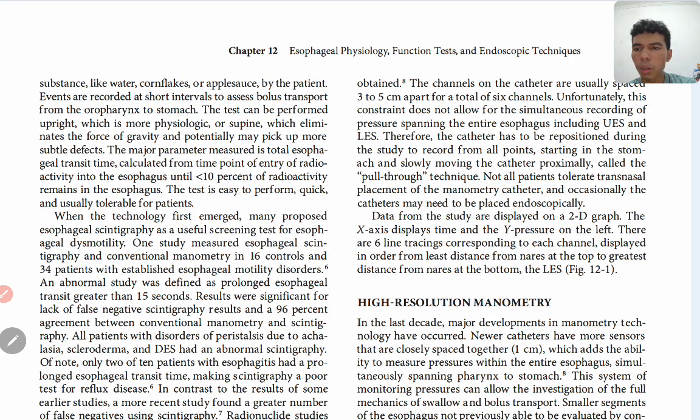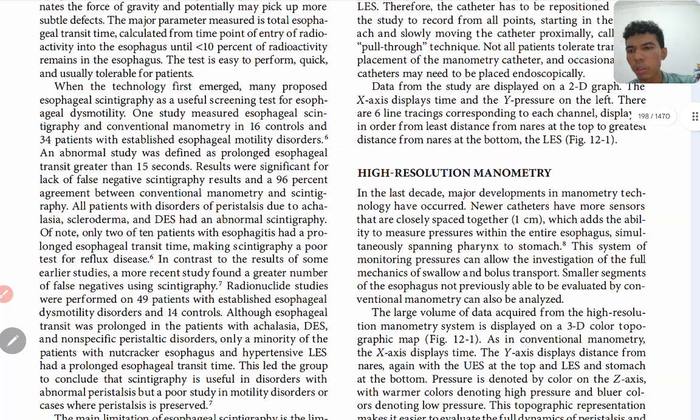The test can be performed upright, which is more physiologic, or supine, which eliminates the force of gravity and may pick up more subtle defects. The major parameter measured is total esophageal transit time, calculated from the time point of entry of radioactivity into the esophagus until below 10% of radioactivity remains in the esophagus. The test is easy to perform, quick, and easily tolerable for patients. When the technology first emerged, many proposed esophageal scintigraphy as a useful screening test for esophageal dysmotility.